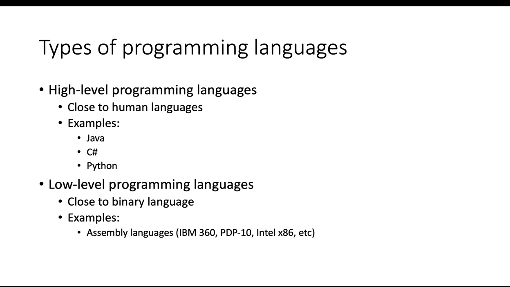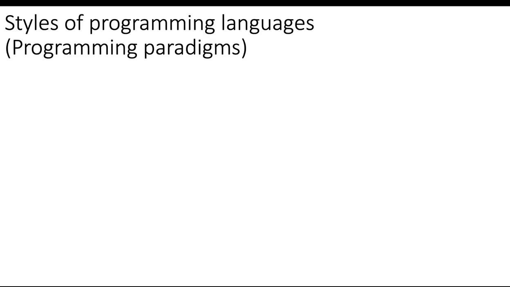So examples of that are assembly languages. There are different types of assembly languages: IBM, PDP, Intel, x86, x88, etc. So now this is in terms of types of programming languages.